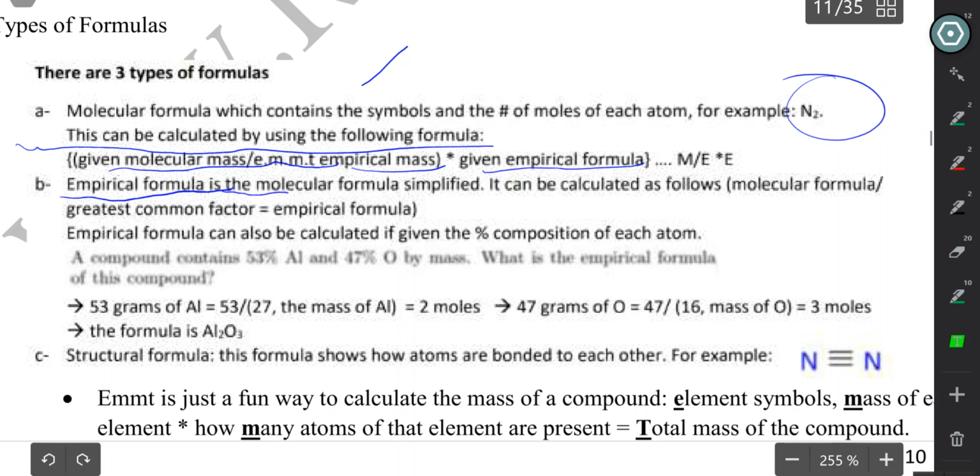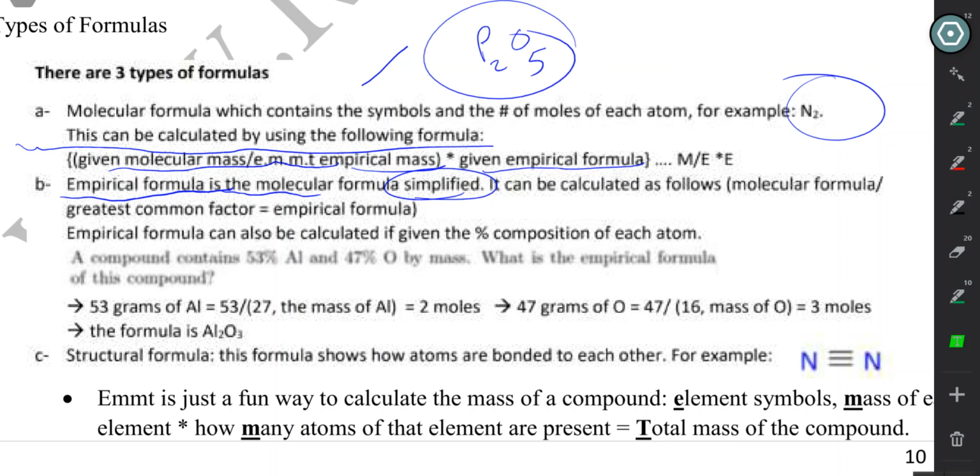So an empirical formula is the simplified form of a formula, while a molecular formula is kind of like the magnified form of that formula. So let's take, for example, P2O5. This is a very simplified formula. Diphosphorus pentoxide, that's the name of this formula, diphosphorus pentoxide.